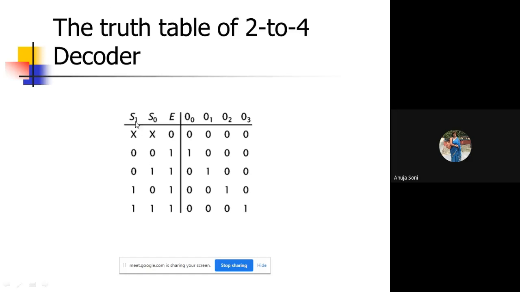Those are denoted by S0, S1. What are the possible combinations of these two values? 0 0, 0 1, 1 0, 1 1. And this is the truth table of the decoder, the diagram of which will come up in the subsequent slide.